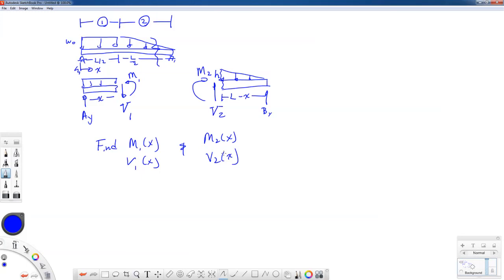All right, so we got a chance to talk about beam reactions. We got a chance to talk about internal shearing force and bending moment, sign conventions, free body diagrams, and just using statics to find internal shearing force and bending moment. Usually this is a pretty straightforward assignment, but if you do have any questions, please let me know.